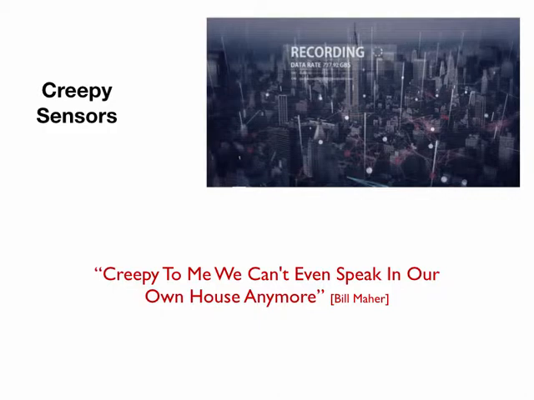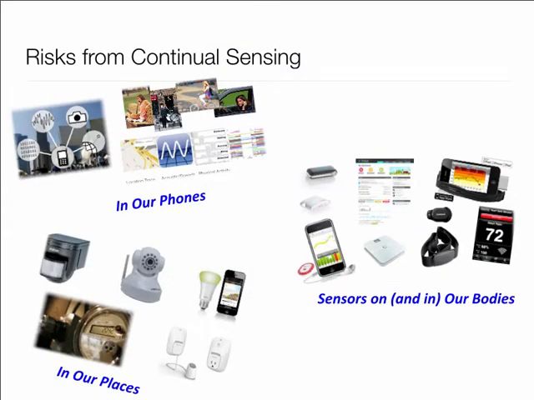Yeah, there's some quote from a TV show. So a lot of stuff: sensors in our phone, things like smart meters, sensors in our bodies. The problem with all of these is that you could use them to infer a whole bunch of different kinds of information about oneself or one's spaces.